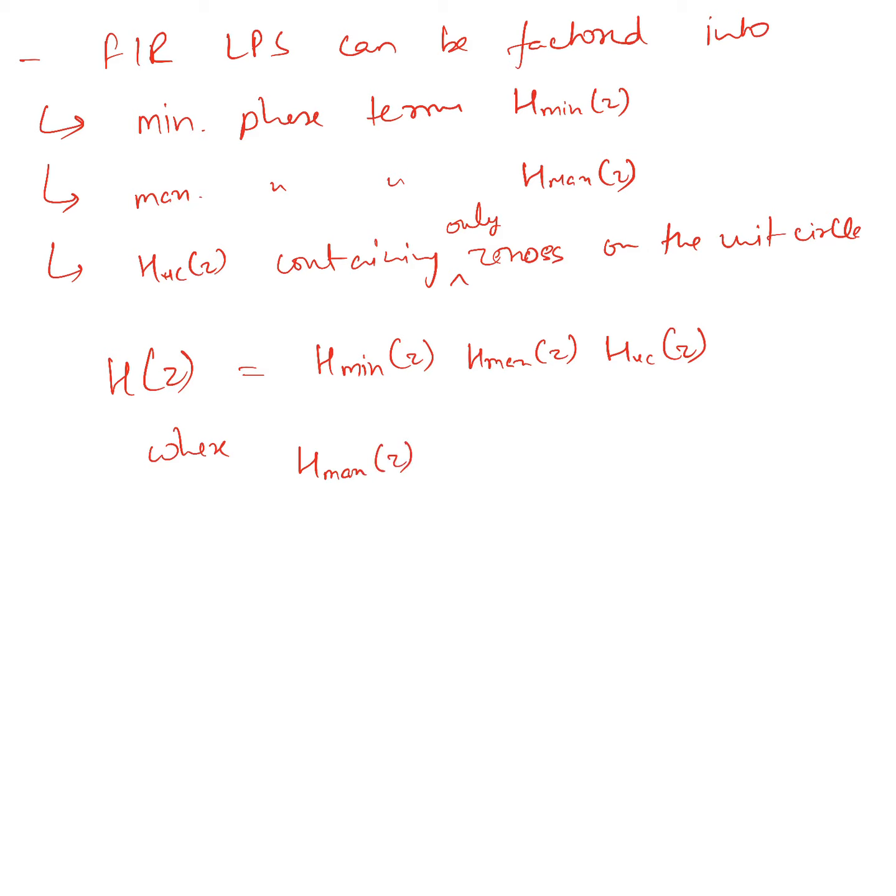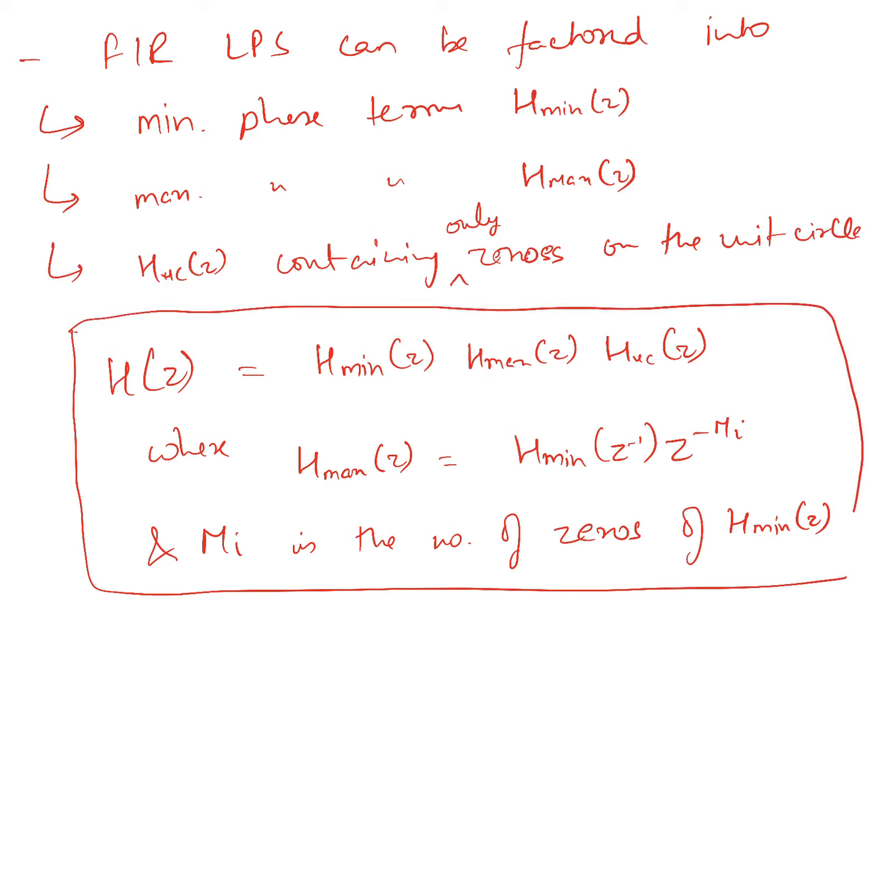your H max of Z would be equal to H min of Z inverse times Z raised to the power minus MI, and your MI is the number of zeros of H min of Z. Okay, so this is important: the relationship between the FIR linear phase system and the minimum phase system. What does it say if we introduce this MI number of zeros of H min of Z? H min of Z has all MI of its zeros inside the unit circle.